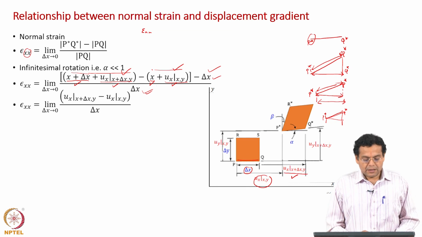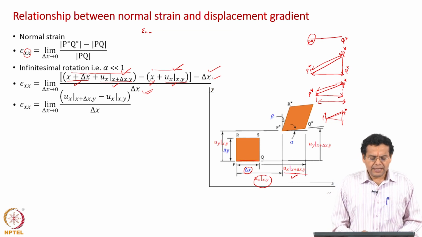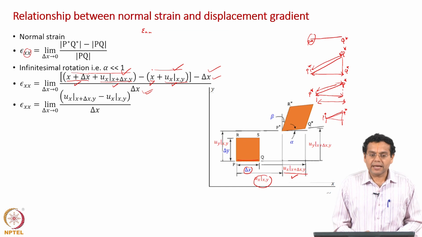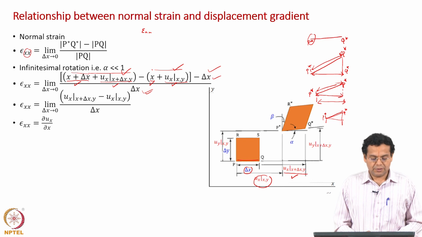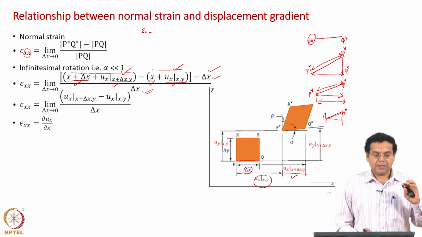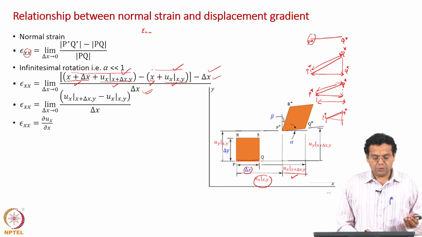So, the numerator has the x displacement, evaluated at x plus delta x comma y, anyway y is the same. Okay. Now, we will take the limit delta x tending to 0. What happens? This becomes the partial derivative of ux with respect to x. What is it we have done now? We have found a relationship between epsilon xx and dou ux by dou x.